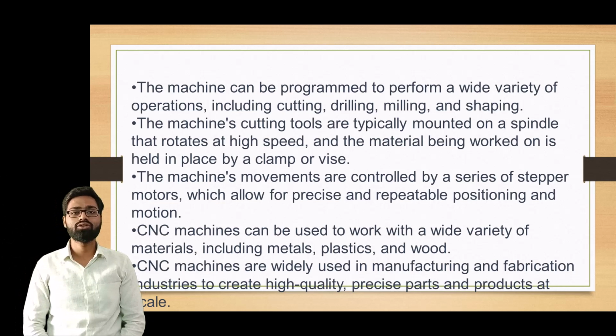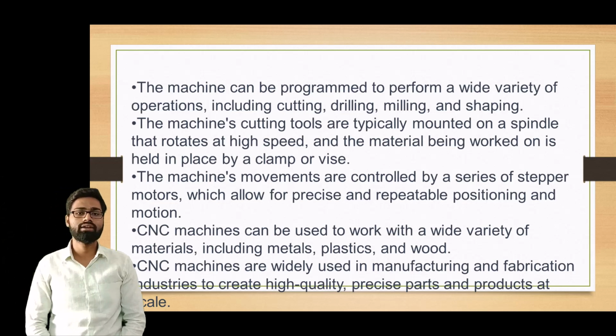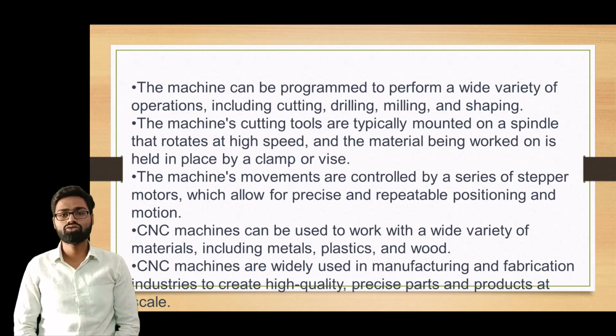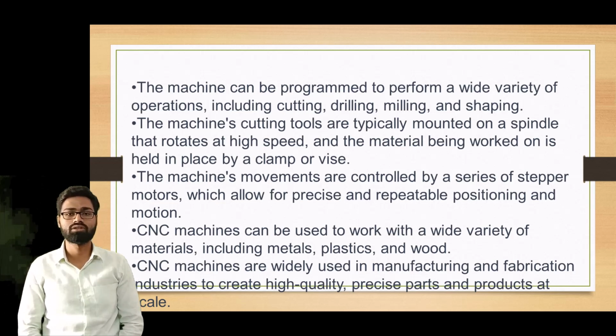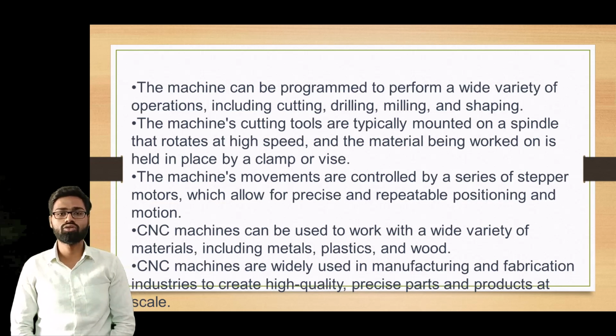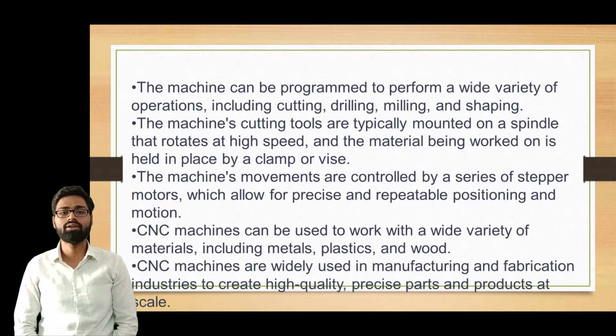The machine's cutting tools are typically mounted on a spindle that rotates at high speed, and the material being worked on is held in place by a clamp or vise. The machine movements are controlled by a series of stepper motors, which allow for precise, repeatable positioning and motion. CNC machines can be used to work with a wide variety of materials, including metals, plastics, and wood. CNC machines are widely used in the manufacturing and fabrication industry to create high quality, precise parts and products at scale.